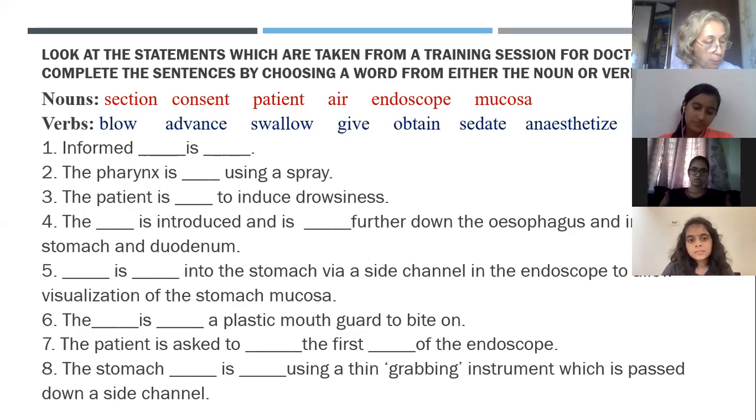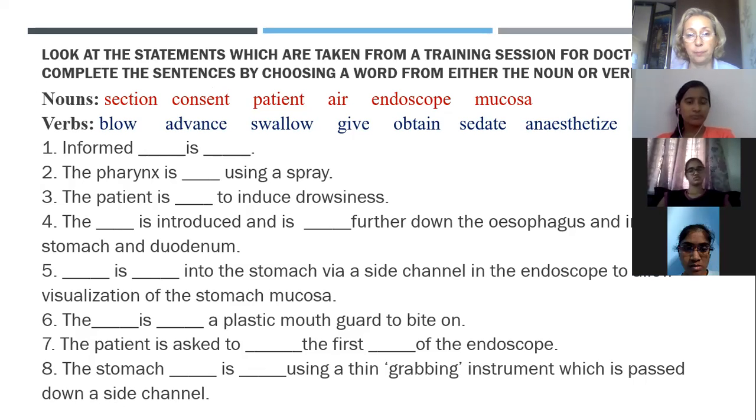Okay. Now, Hargavi, please. The pharynx is blown using a spray? Spray. What kind of spray is it about? The spray to help what? Why is it applied? To clear. Some specific spray that makes the pharynx, the throat, numb. Yes? Anesthesia. Yes. So the pharynx is anesthetized using a spray.